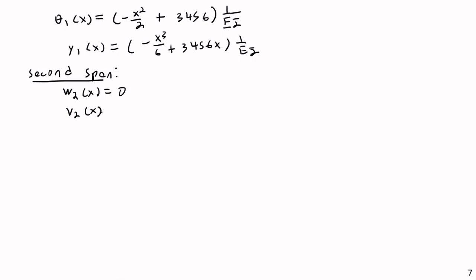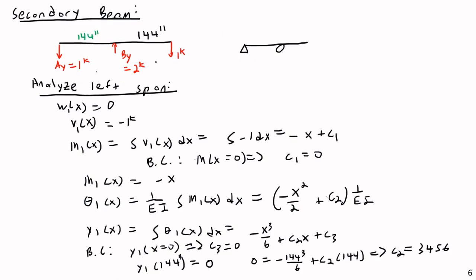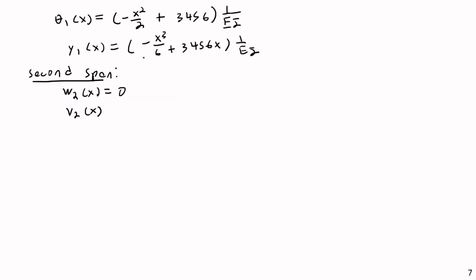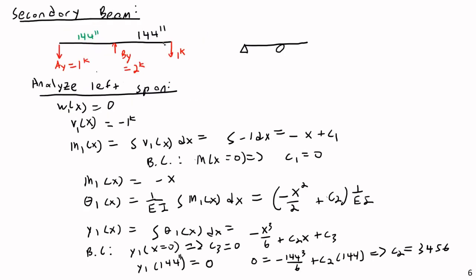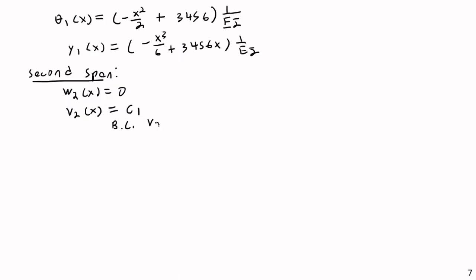Then V2 as a function of x, if we go back to our diagram here, must be equal to, well, let's go ahead and solve this in case it's not clear. If the integral of this is just a constant, so essentially just a C1. And a boundary condition can be that at x equals 288, the shear has to be positive 1, because this right-hand load is going to cause it to drop back down to 0, which means the instant before that, the shear must be at positive 1. So, boundary condition, V2 at x equals 288 is equal to positive 1. So, V2 of x is just equal to positive 1 kips.